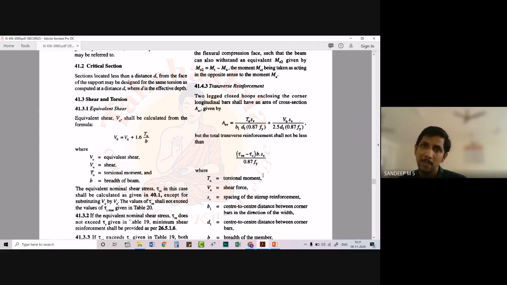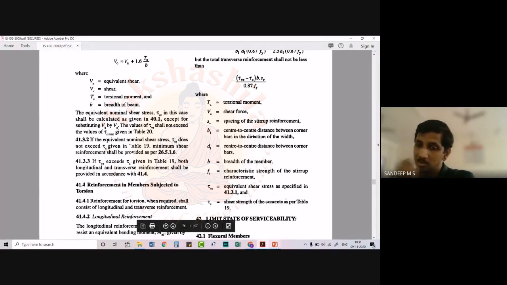Based on that, we have to provide the spacing. Normally in the case of shear reinforcement, we fix the diameter and finally vary the spacing. So based on that value, you have to provide the spacing. So those are the things regarding the torsional design.